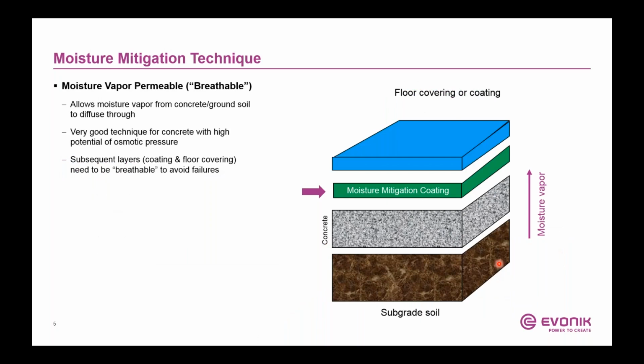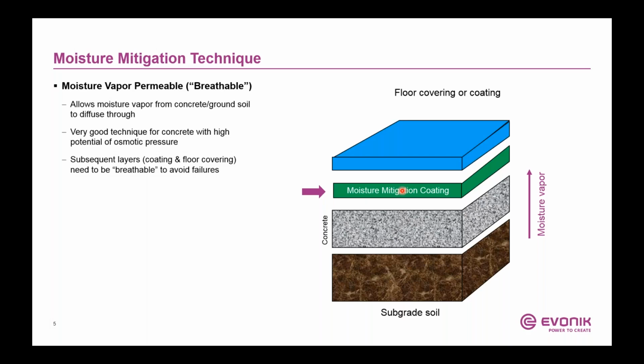So now we've talked about the moisture sources. Now let's get into the moisture mitigation techniques. So what can you do about solving this problem? One of them is applying a moisture vapor permeable coating on top of the concrete. This allows the moisture vapor from the concrete or ground to diffuse through.